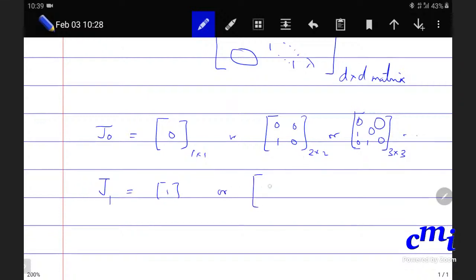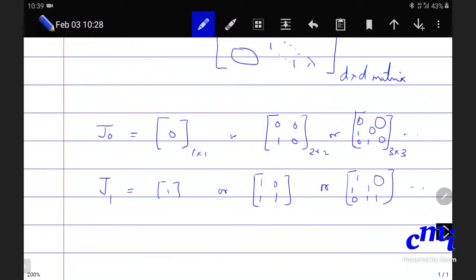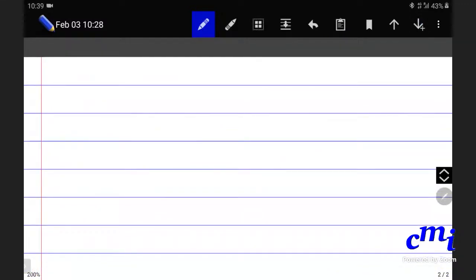Okay. For the 2 by 2 Jordan block, J1 is... okay, and so on. So this is what they look like. So what does this Jordan block signify?